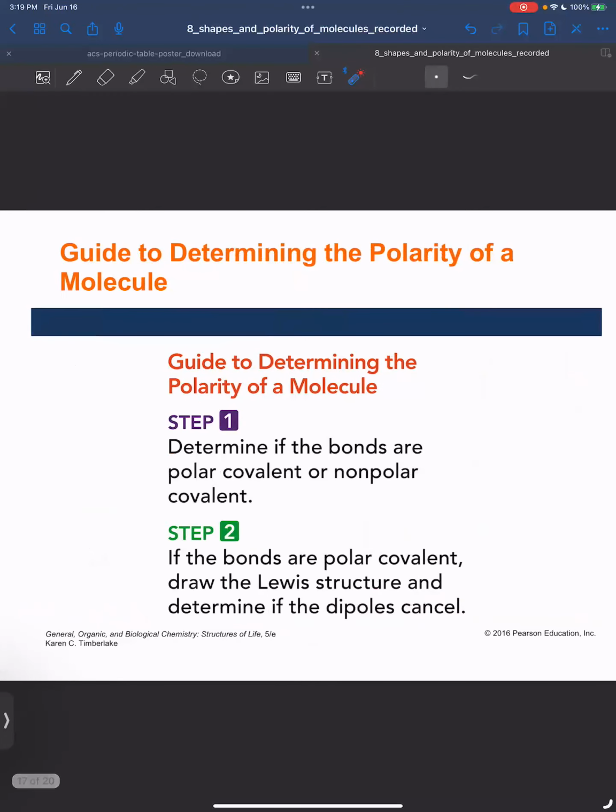So here's a guide to determine the polarity of a molecule. First, you'll want to utilize your knowledge from a previous video and determine if the bonds are polar covalent or non-polar covalent. And then if the bonds are polar covalent, draw the Lewis structure and determine if there's symmetry. If it's a symmetrical molecule and the dipoles cancel out, then it's non-polar overall. If it's an asymmetrical molecule and the dipoles do not cancel out, then it is a polar molecule overall.